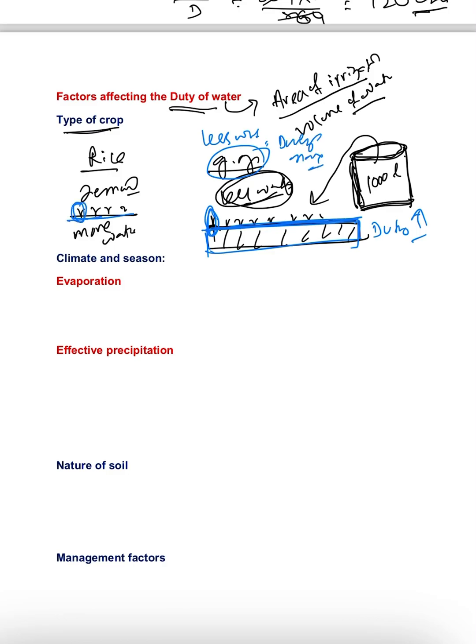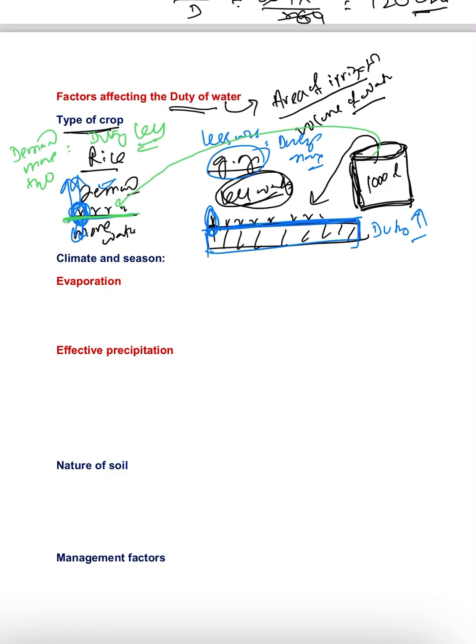But in the case of rice crop, more evaporation is there, more percolation is there, so for an individual rice crop the demand is more. That means with the amount of water I have, I can only apply to less area. So if the crop demands more water, then duty will be less, or the area of irrigation will be less. Then obviously the next factor is climate and season.